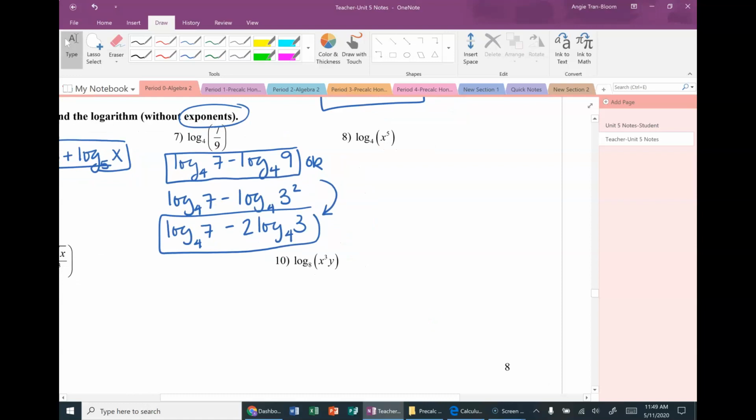Number 8, log base 4 of x to the 5th. Again, you cannot have an exponent. It said so in the instruction. So the exponent of 5 goes in the front. Then you write log base 4 of x, and that is as far as you can go.